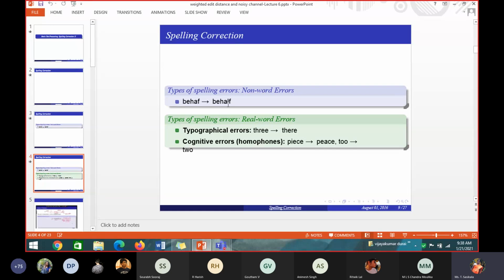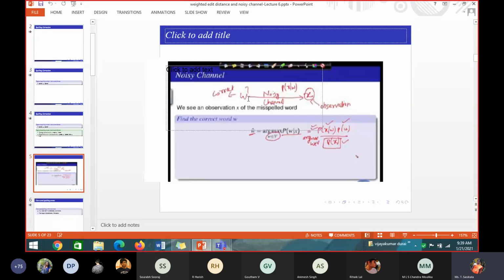So I have a correct word W. When I type that word W on a keyboard, the keyboard is called a noisy channel. I am entering the correct word into some channel, and I end up with the wrong word called X. What is that X here? We will be dealing with what X represents and what W represents.